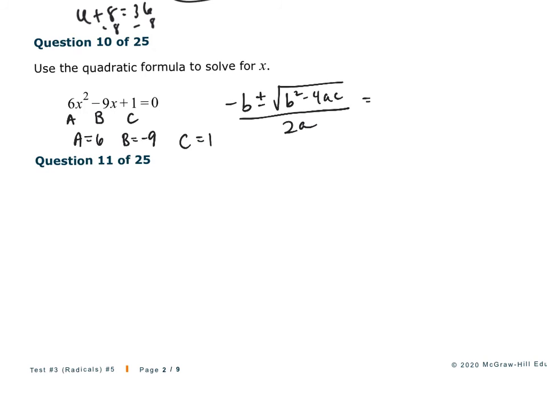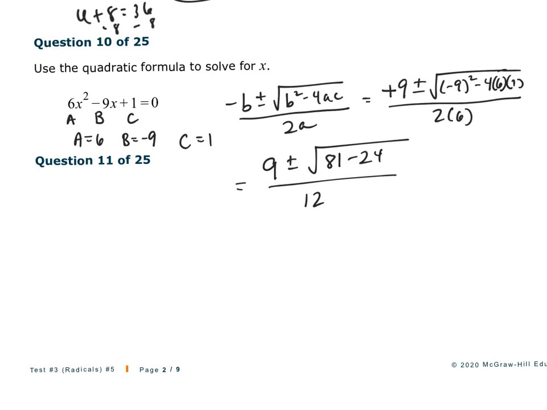All right, so we're just going to plug this in. The opposite of b would be +9 plus and minus the square root of -9 squared minus 4 times a, which was 6, times c, which is 1, all over 2a. Oops, which is just 2 times 6. All right, so you would work that out and simplify it.